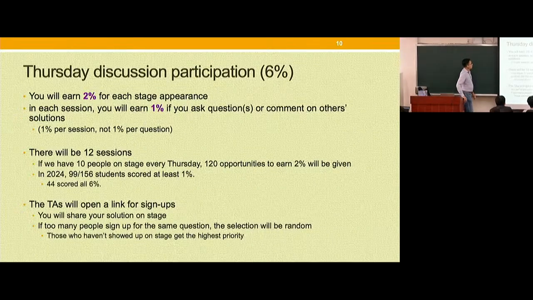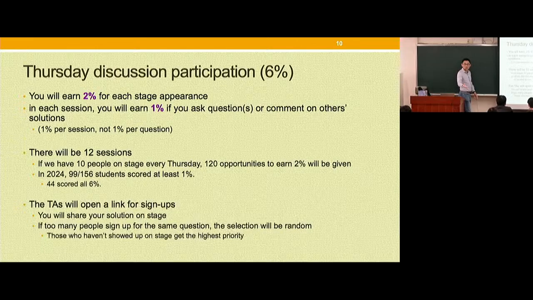Now on this slide, I want to share with you how we are going to give you grades for Thursday's participation. The participation will account for 6% of your final grade, the same as last year. You will earn 2 points for each stage appearance.